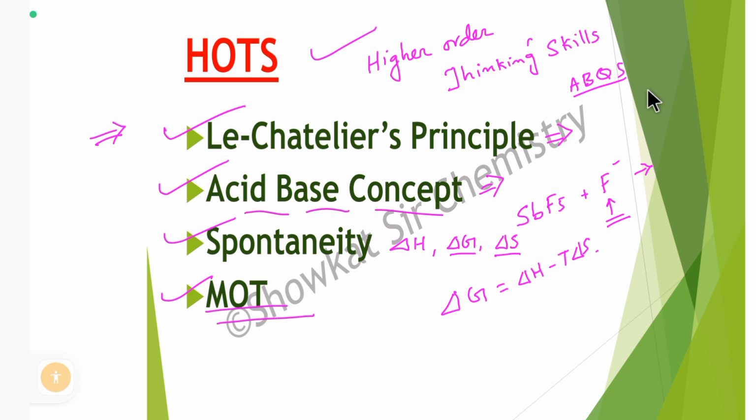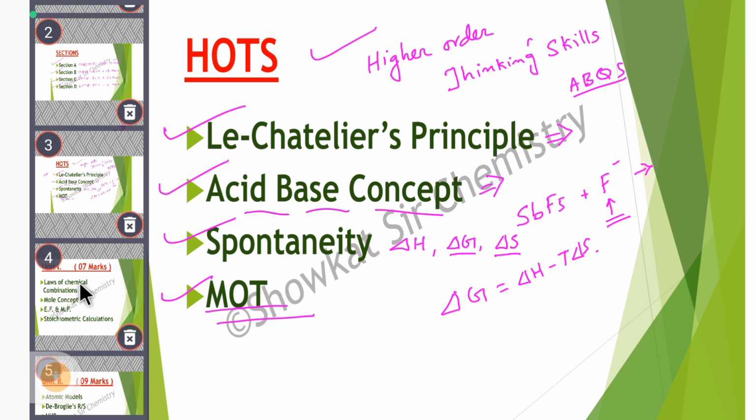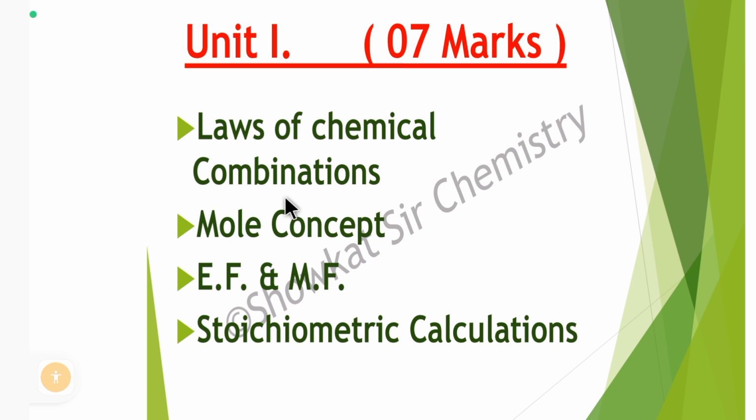So these are actually the higher order thinking skill based questions, right? Next we will now move towards the different chapters, units. So the first unit is some basic concepts of chemistry. It will carry 7 marks, right? So the topic which is very important is the laws of chemical combination.